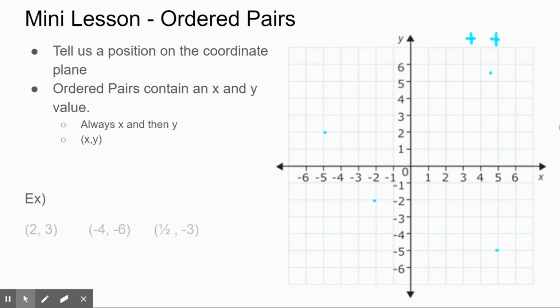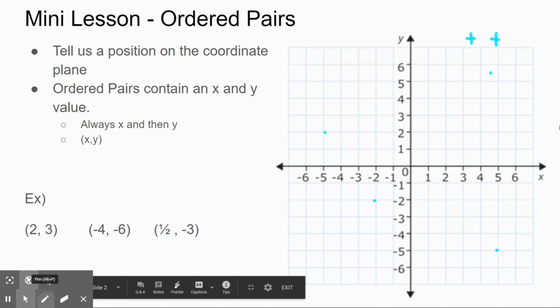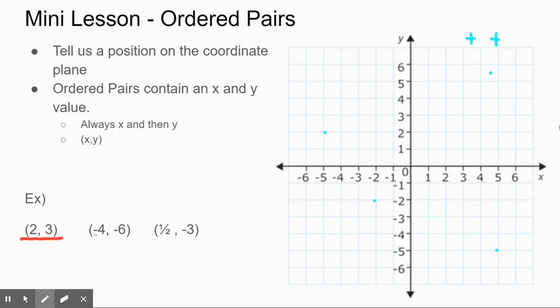So, some examples. We have (2, 3), (negative 4, negative 6), and (1/2, negative 3). Let's work on plotting each of those on our coordinate plane. So, (2, 3), we're going to start by knowing which value is our x value. In this case, it's going to be 2, and y is going to be 3. We know this because we always have them in order x, y. We also see that both of these are positive, so that means that it's going to be in our first quadrant, right?